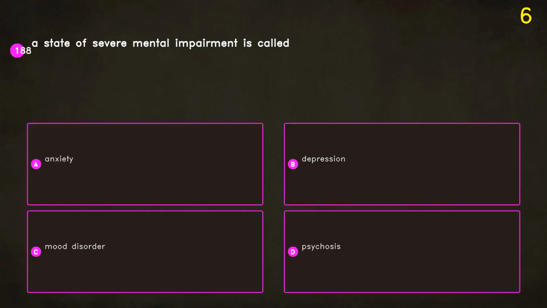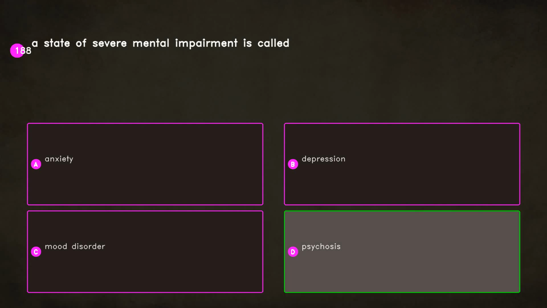Question 188. A state of severe mental impairment is called A. Anxiety, B. Depression, C. Mood disorder, D. Psychosis. The correct answer is psychosis.